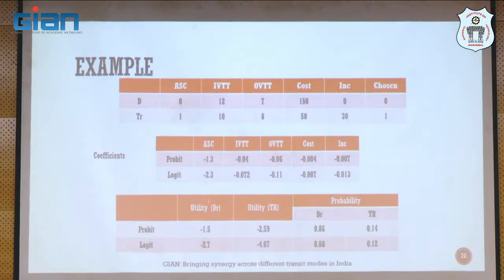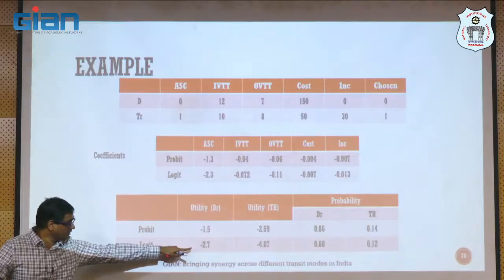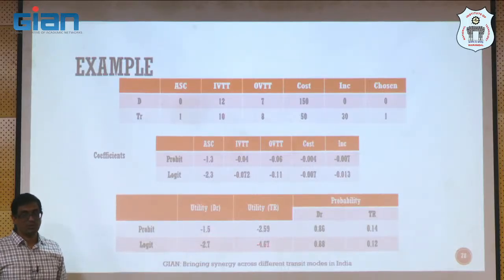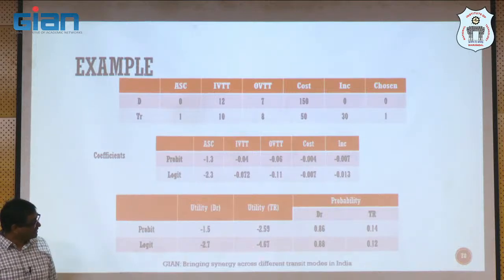So the utilities for drive, for probit are 1.5, and for transit 2.59; for logit 2.7 and minus 4.67, and then I'm computing the probabilities. The top row probabilities are computed using the CDF function. The bottom row are computed using the utility. So e power minus 2.7 divided by e power minus 2.7 plus e power minus 4.6. That's the denominator. That gives you 0.88.